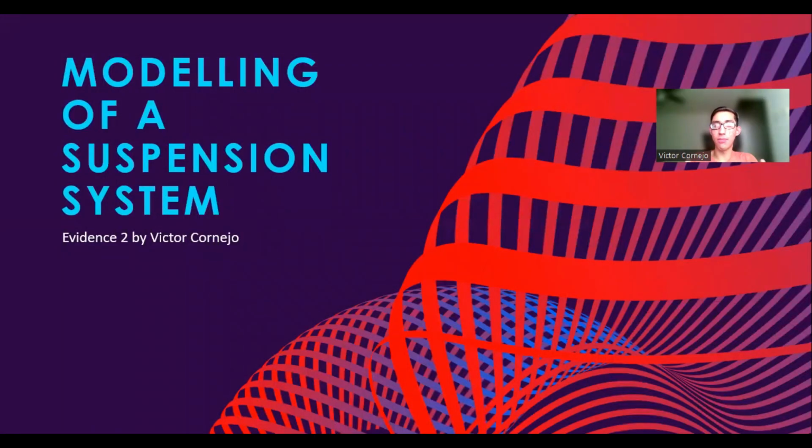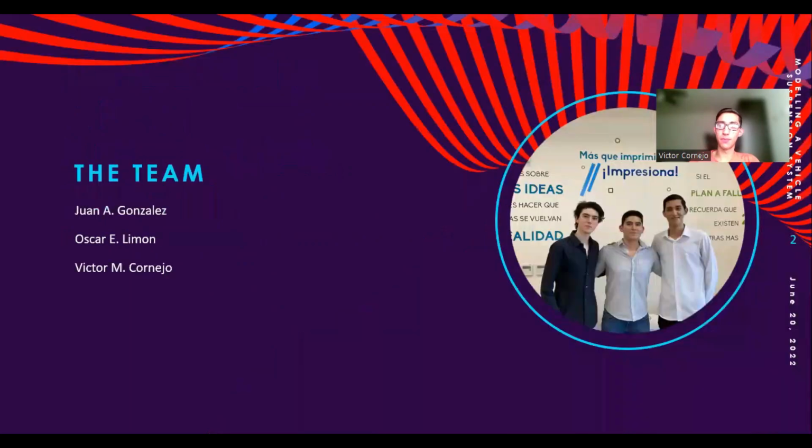Hello, Professor. I'm Victor Cornejo, and today I'm going to talk about the project we worked on these last 5 weeks. The project is about modeling a suspension system for an automotive vehicle, specifically a 1/4 of a vehicle, which is one out of the four wheels on the car.